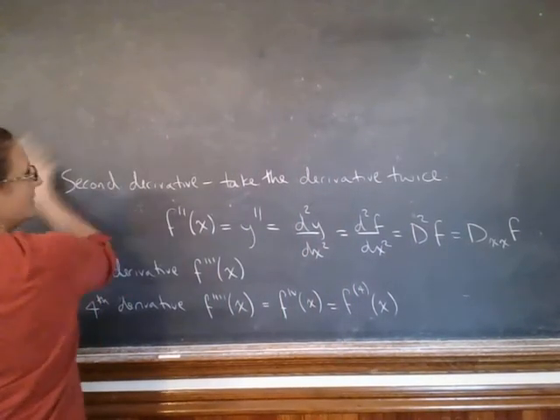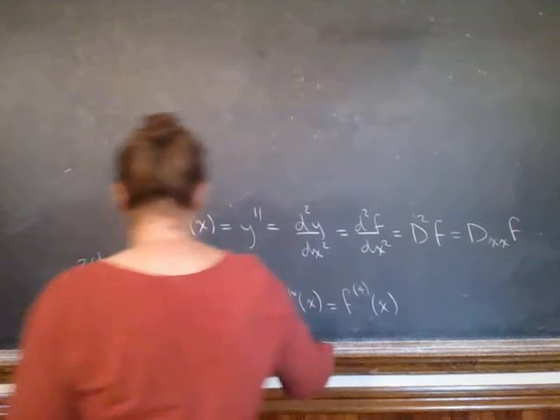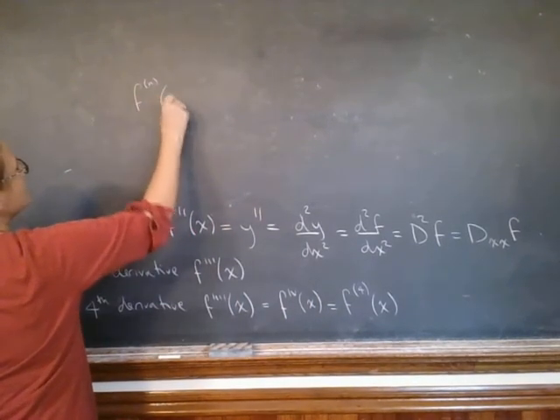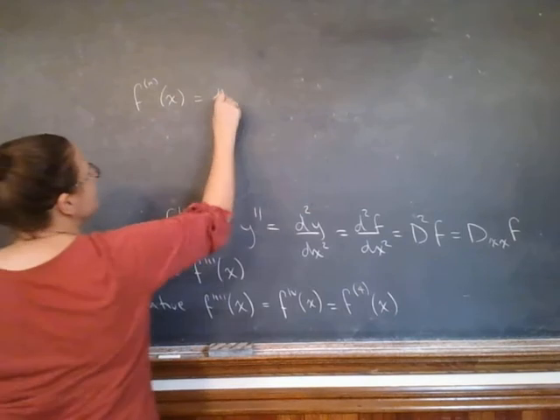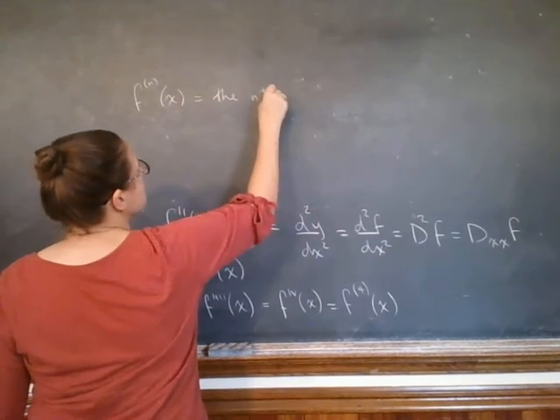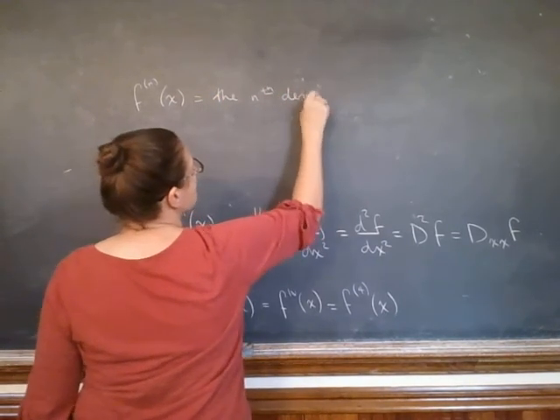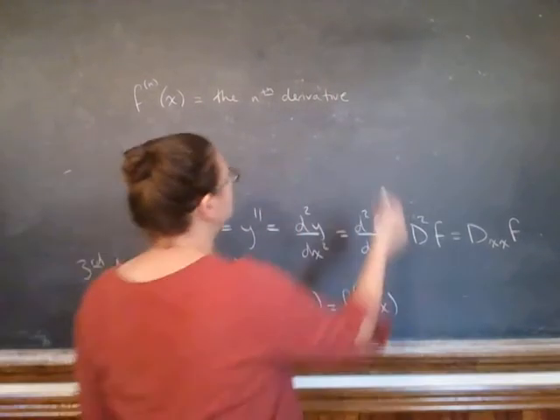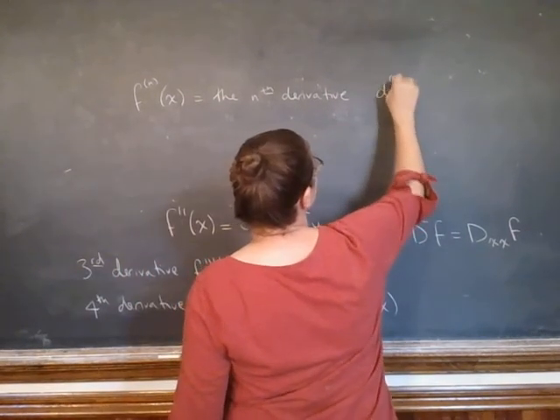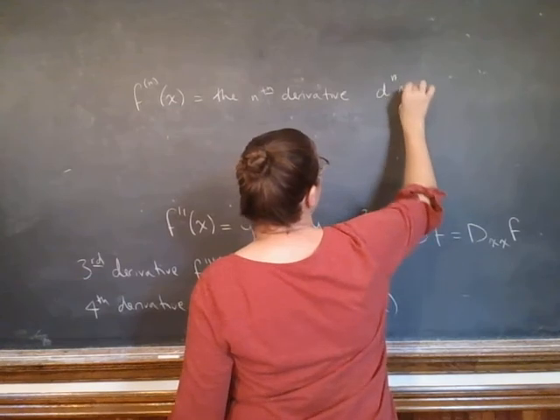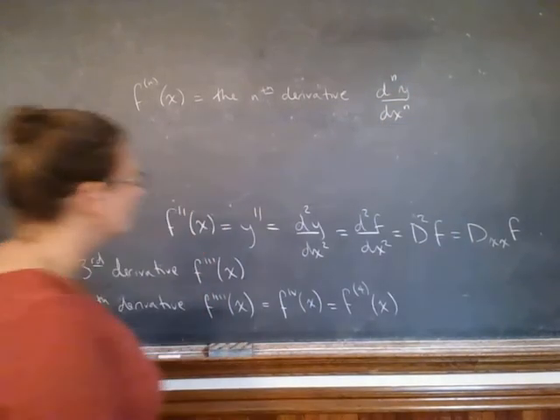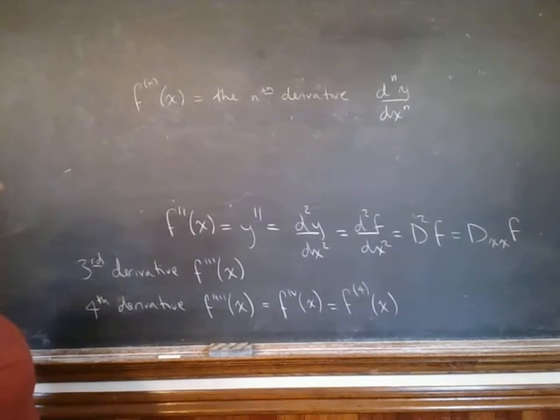So hence, if I'm talking about the nth derivative, I have an n up there. So this is the nth derivative. And if I want to write that in Leibniz notation, I would write d n y dx n. Okay. Oh, I forgot this.